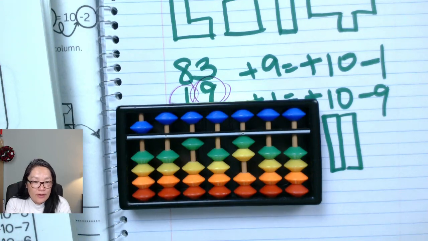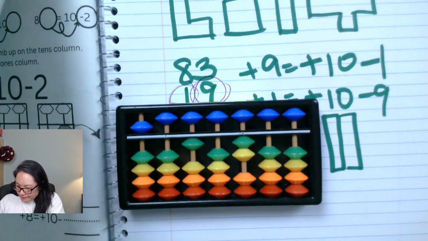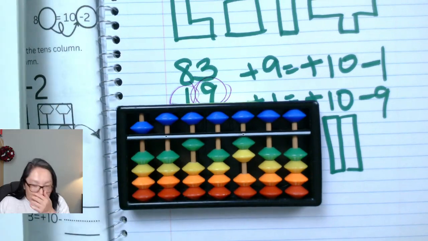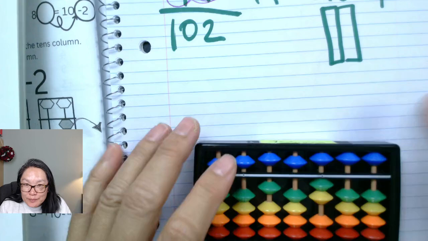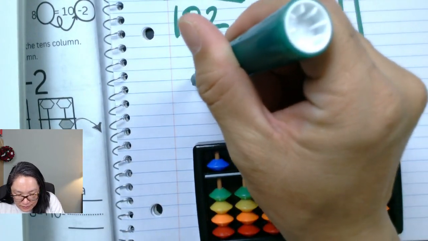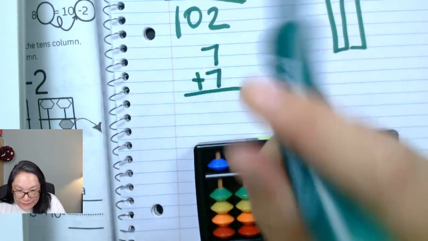How does that work? Is that all right for everybody? Any other questions? Do another? We can do another. Okay. Let's do something smaller. 7 plus 7.